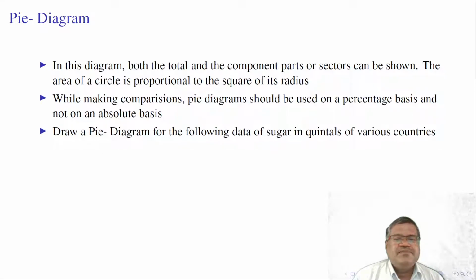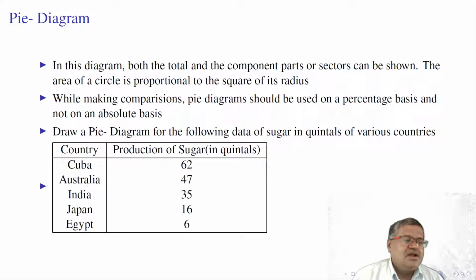Draw a pie diagram for the following data of sugar in quintals of various countries. Country A, Cuba 62 quintals, Australia 47 quintals, India 35 quintals, Japan 16 quintals, Egypt 6 quintals. This is the production of sugar. Let us draw a pie diagram for this data.